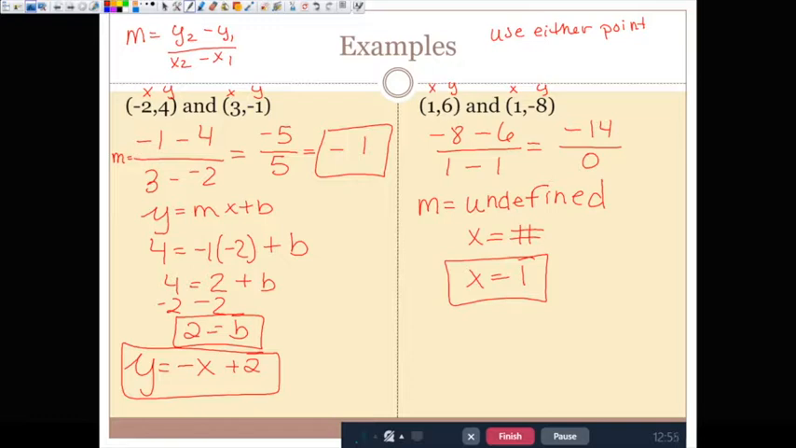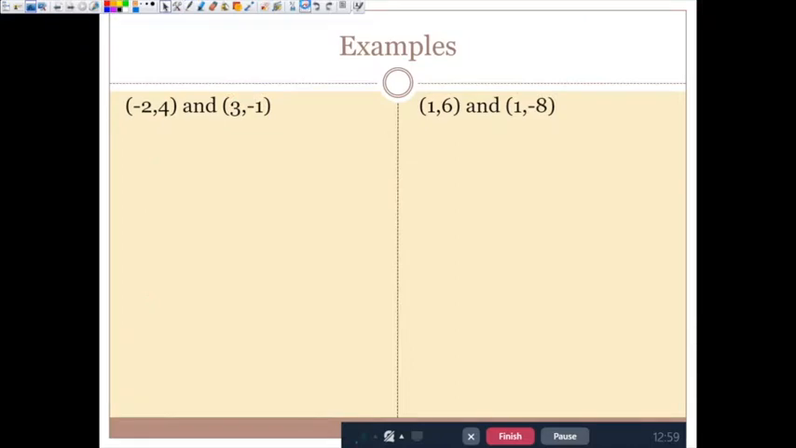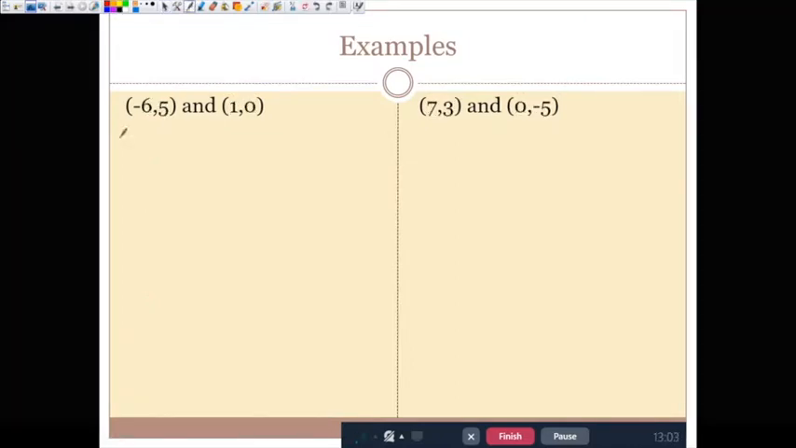Okay, so let's do the next one. We're doing the same thing in the next one, so I need to find my m. So we have xy, xy, so I'm going to do 0 minus 5 over 1 minus negative 6. So I have negative 5 over 7, which is negative 5 sevenths.